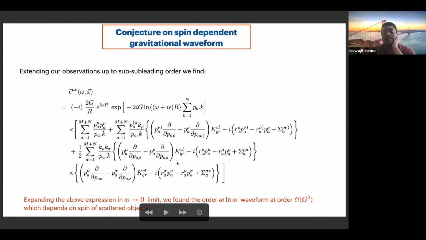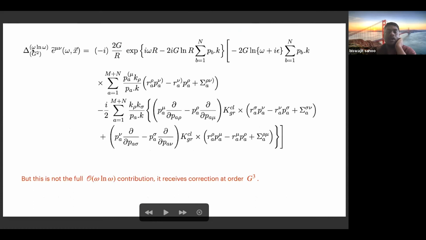One can then generalize this observation to predict the spin dependent part of the gravitational waveform starting from the subleading soft factor. Here I have written it down: we use the subleading soft factor which we mentioned, or conjectured, in d equal to 4, replace all the regulator labels by the classical label, and then expand in powers of omega. You can also extract the spin dependent gravitational waveform, and it turns out to be at order omega log omega, which I also mentioned in the table.